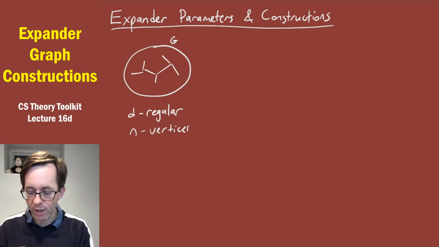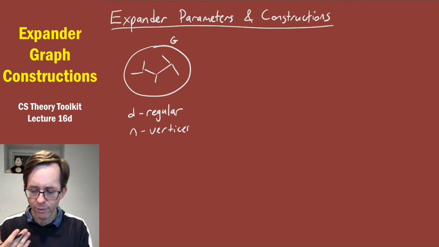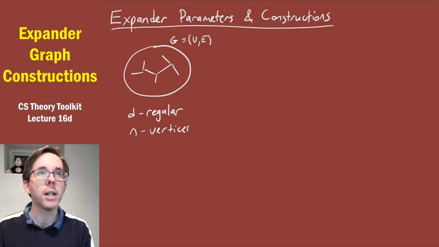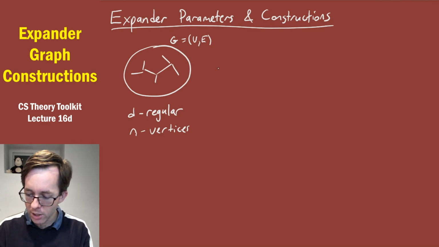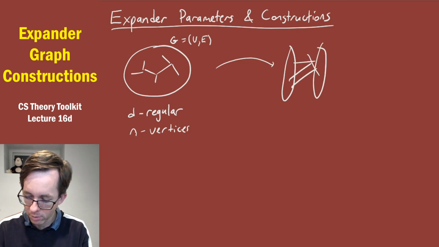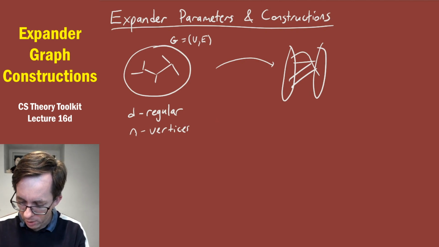So let's say you have a graph like this and you've managed to show it has some good expansion properties. How can you get a bipartite graph out of it that hopefully has good expansion properties? There are actually two nice methods. We're trying to get a new bipartite graph over here, with some expansion properties. One method is called taking the double cover of G.